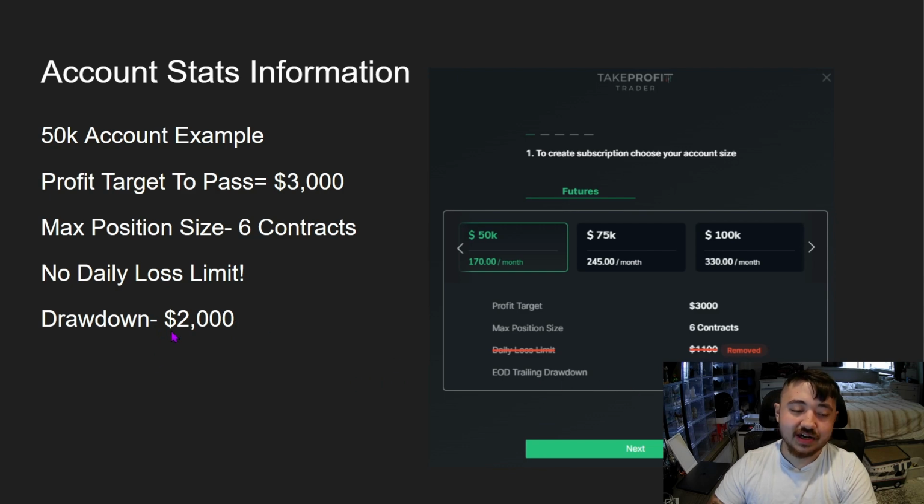So this is your drawdown. People always ask me, what is the drawdown? The drawdown is basically how much you have to work with. For a 50K account with TakeProfitTrader, you have a $2,000 drawdown. Even though it's a 50K account, it deceives a lot of people with any prop firm, especially beginners. You don't actually have $50,000 to trade with, unfortunately. That sucks.